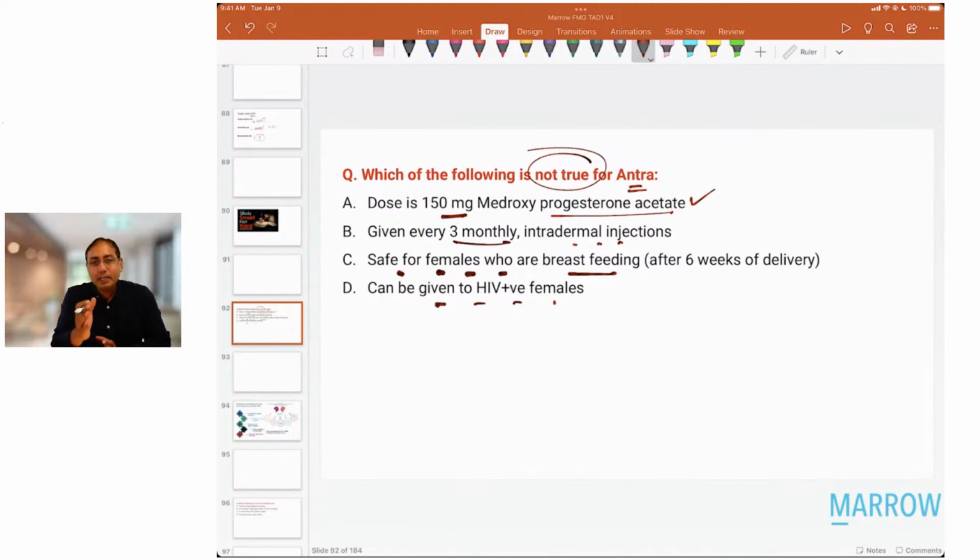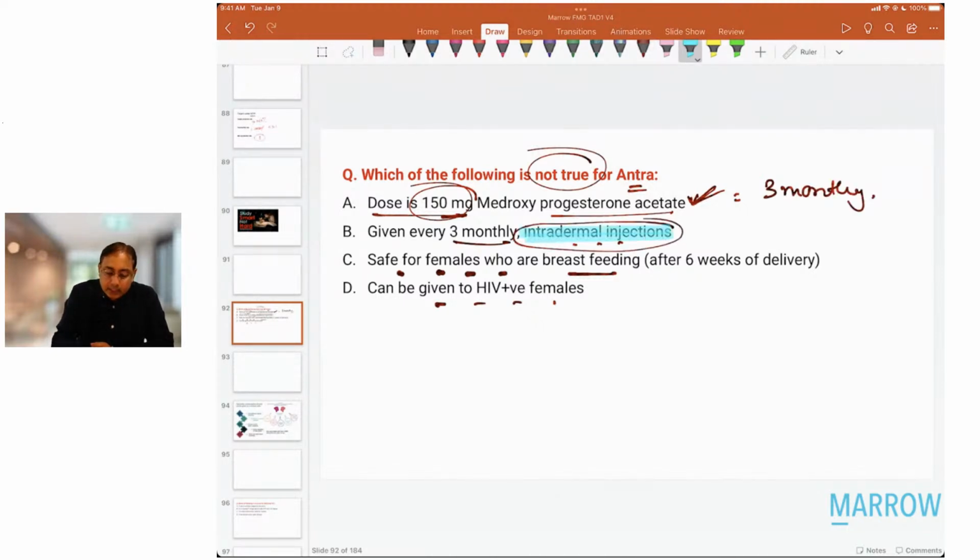So Antra is depot medroxyprogesterone acetate. Yes, this is correct. The dose is 150 milligram. It is given every 3 monthly, but it is not an intradermal injection. It is given as an intramuscular injection. It is safe for females who are breastfeeding. Absolutely correct. It is given only after 6 weeks of delivery, and it can be given to HIV positive females.